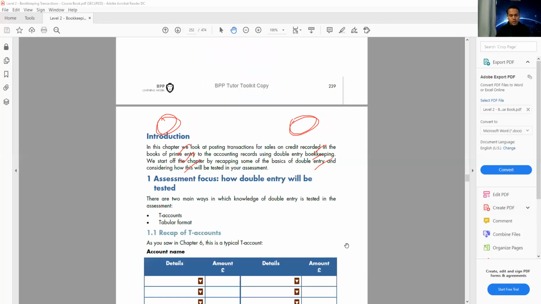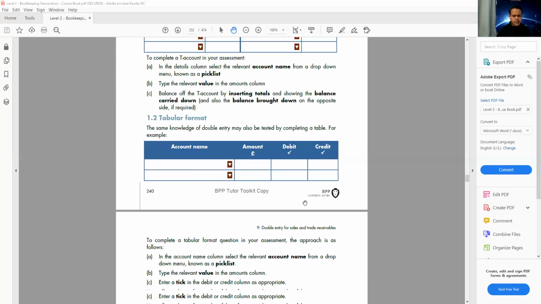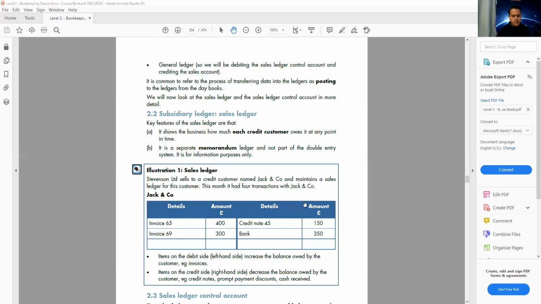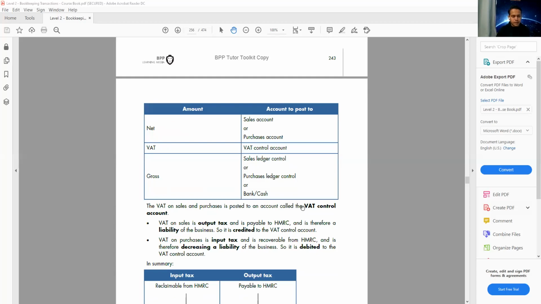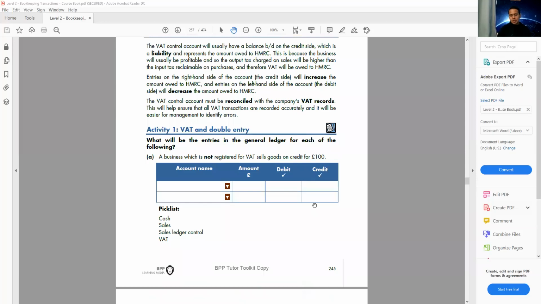All right, let's move on. They say a recap of the double entry. Okay, a recap of the T account. We already know this, the T account. There's nothing we need to do here. Let's do one of the examples. Sales ledger control. This one we already did before. VAT control. Okay, we'll do that anyway. So let's do that. Double entry, activity 1, VAT and double entry.